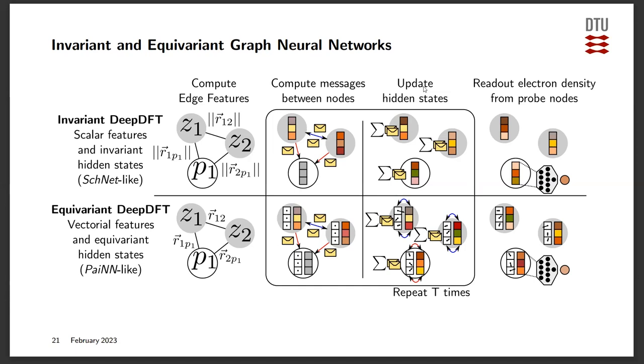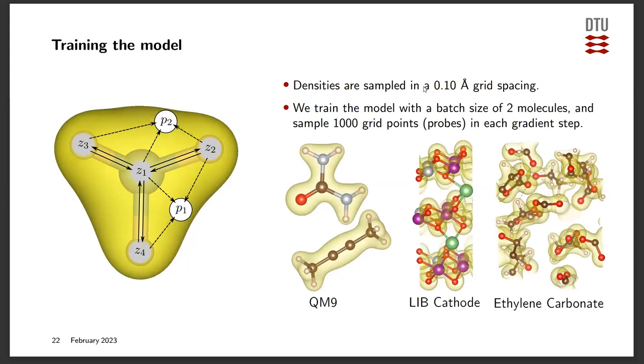And we tried it on these three different datasets. We have QM9, which is small molecules, a dataset of 130,000. Then we have nickel manganese cobalt, which is a material used in batteries. And the ethylene carbonate is an MD simulation. These are all equilibrium structures.